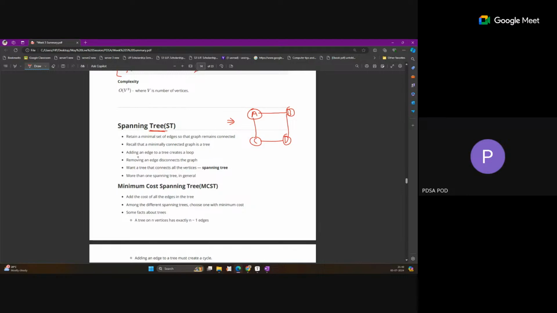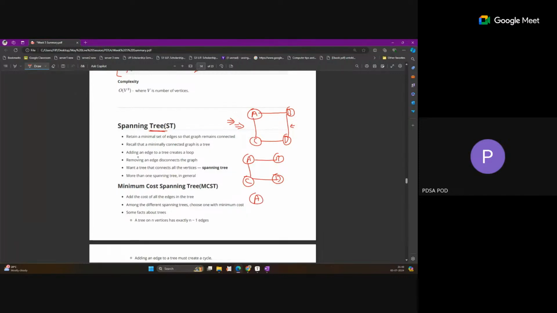So we remove the edges that create a cycle, and after that all vertices should remain connected. Then it becomes a spanning tree. Consider this as the input graph. What is the possible spanning tree? We have A, B, C and D, four vertices. Suppose we remove this edge. Now you can see all vertices are connected and there is no cycle. So this is one possible spanning tree.